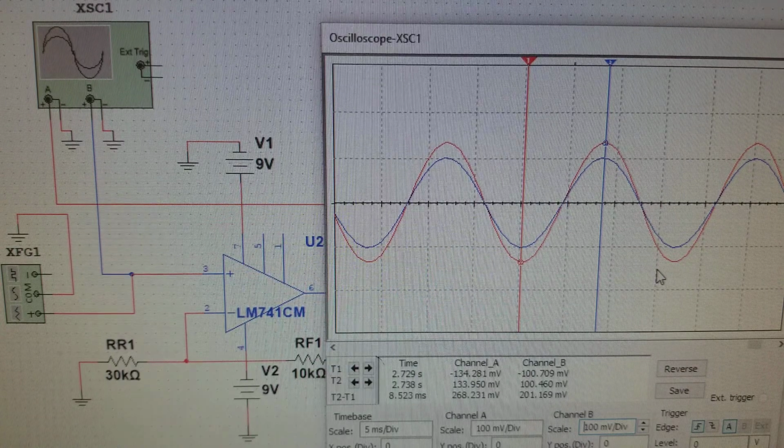And so that concludes our lab number 5, the operational amplifier, or op amp. So make sure you fill out the tables and write up your conclusions.